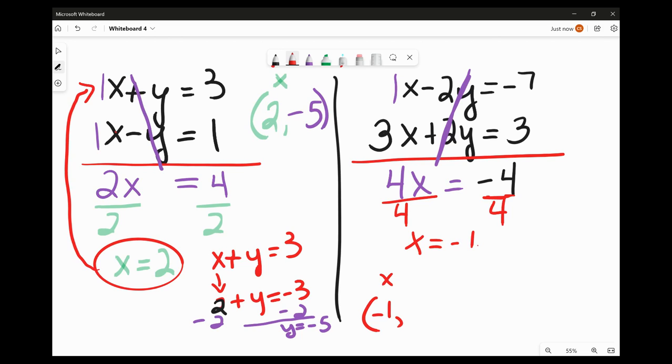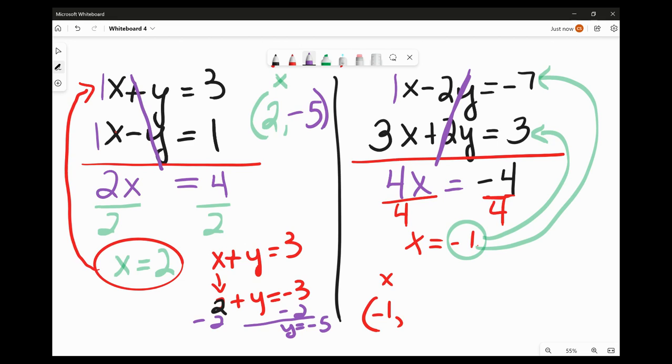Again, I know the x value for my coordinate pair or my solution. And I have to figure out the y. So I know what x is. It's -1. I'm going to plug it into either one of these equations up here. It doesn't matter which one. Again, I'm going to plug it into the top one, but you could plug it into the bottom one. It's just a little bit more math you'd have to do.